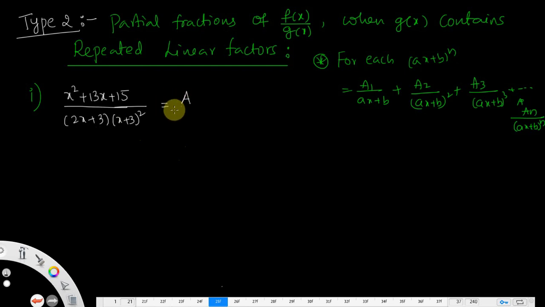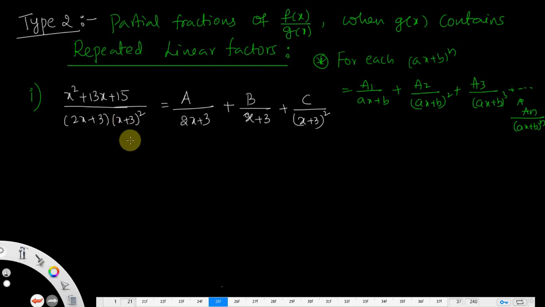Now we can separate it: the first term, as it is a linear factor, is a by 2x plus 3. Then x plus 3 whole square is repeated, so write b by x plus 3, and then another one, c by x plus 3 whole square. Continuation of the constants depends on the power of the given linear factor. So here there are 3 terms in total, which means the values of a, b, c only need to be determined. This is enough to find the values.